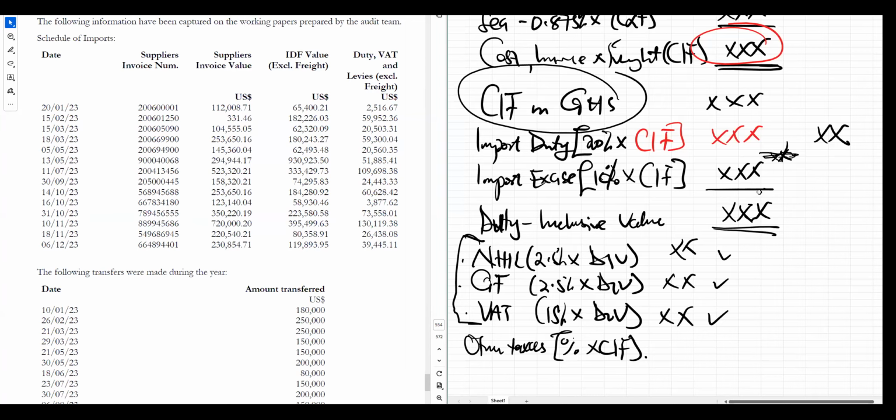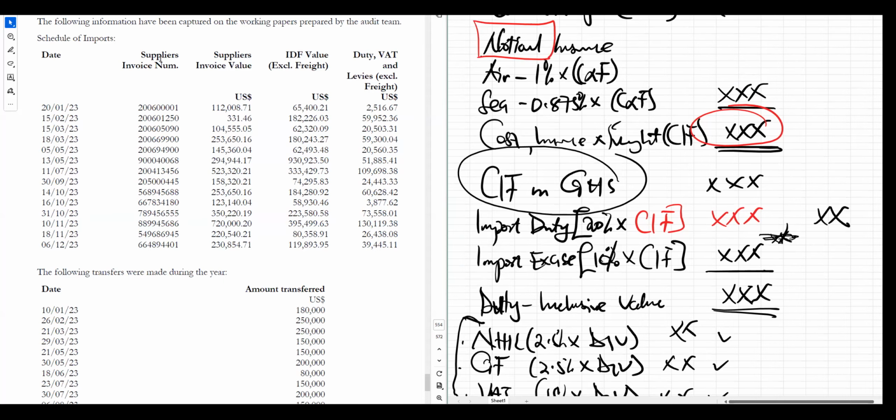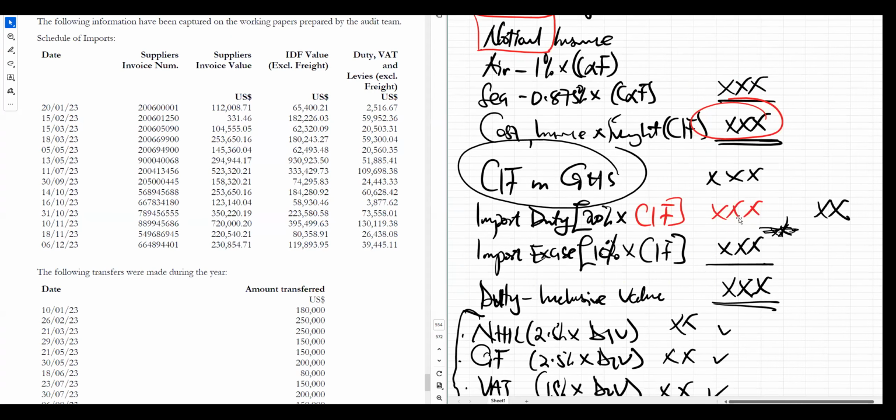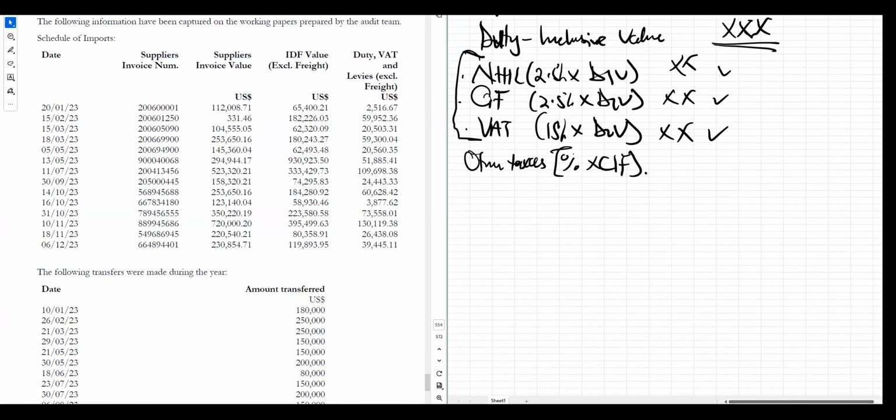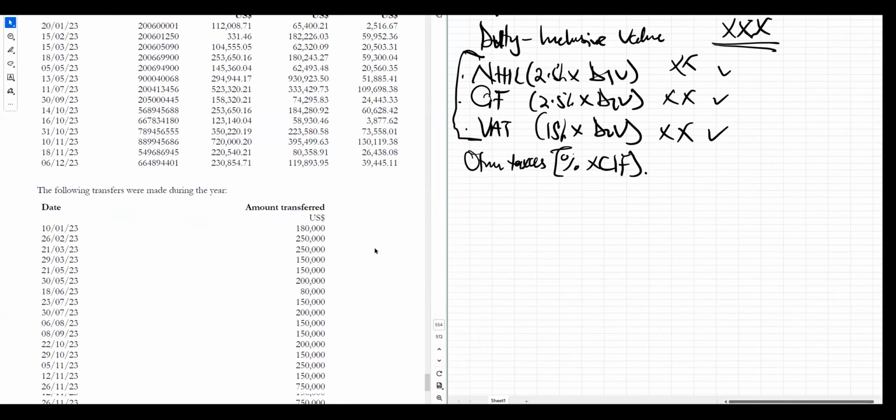Good. Is it possible that the question will give you the CIF? It depends, but most of the time they wouldn't give it to you. You have to get it yourself. But it's not difficult. Would you rather we take some questions to compute import duty? Yes, then let's try a question.